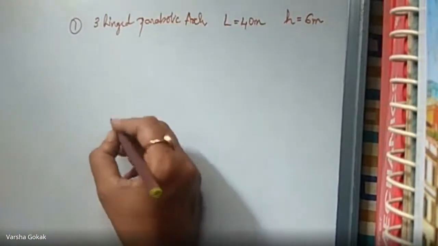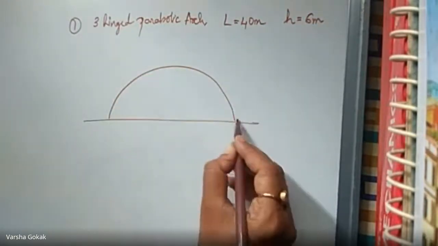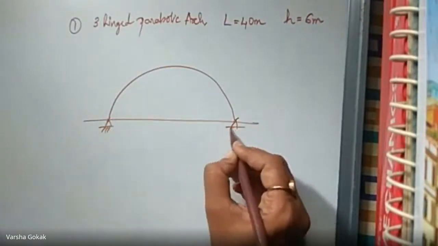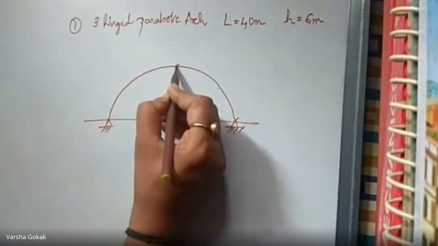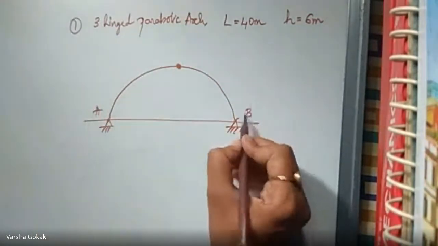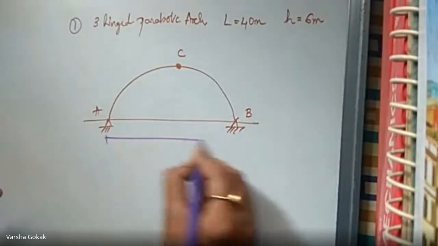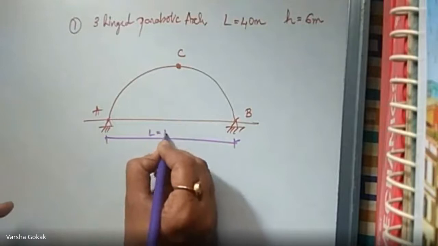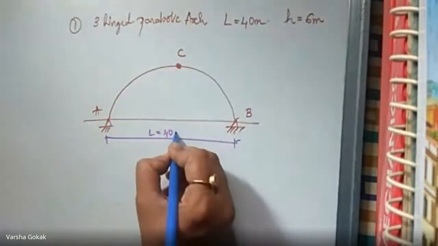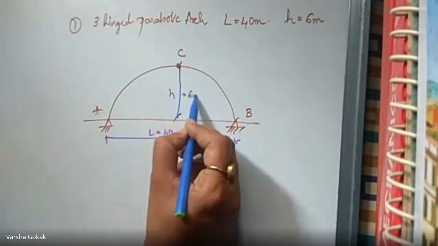So if I want to draw the diagram of the arch, something like this. This is hinged, three hinged. This is also going to be hinged, and this is also hinged. I call this A, we'll call this B, we'll call this C. Then the span is given to us. How much is the span? L equal to 40 meters. And then we have the central rise, that is H equal to 6 meters.